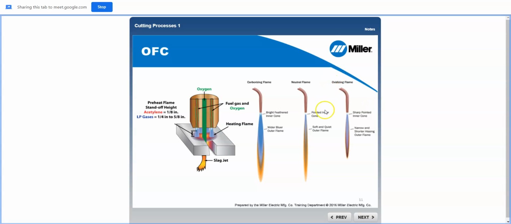Another type of flame that we may come across is an oxidizing flame. This is where excessive amounts of oxygen in ratio to the level of fuel can lead to oxidation of the metal base. Basically, a neutral flame has an equal amount of fuel and oxygen, a carburizing flame has more fuel than oxygen, and an oxidizing flame has more oxygen than fuel.